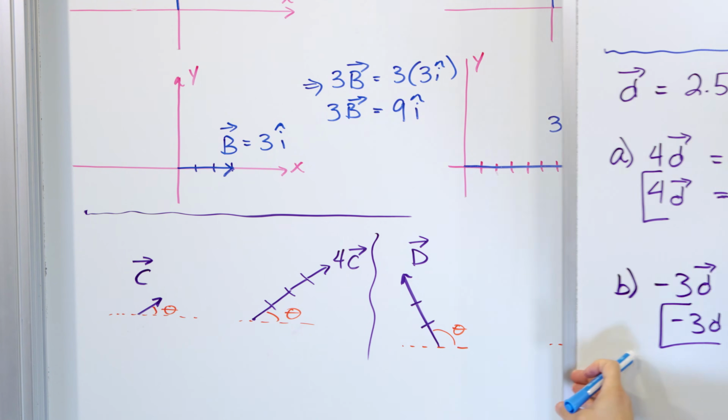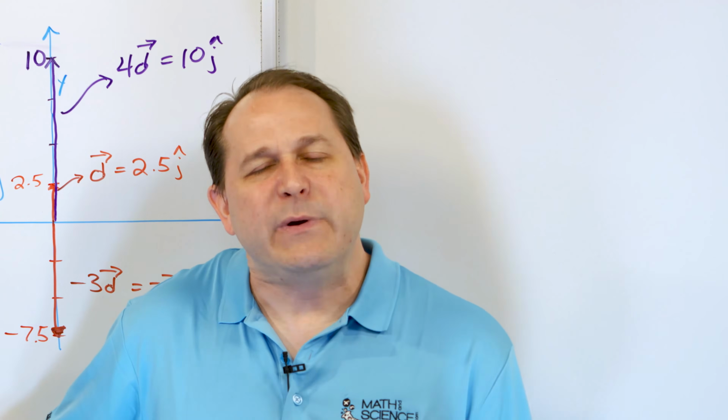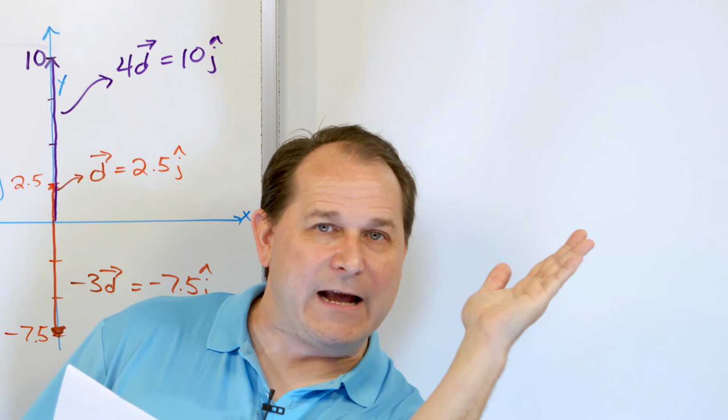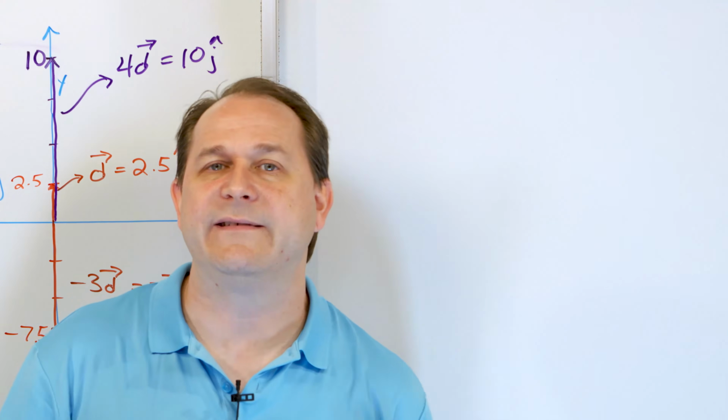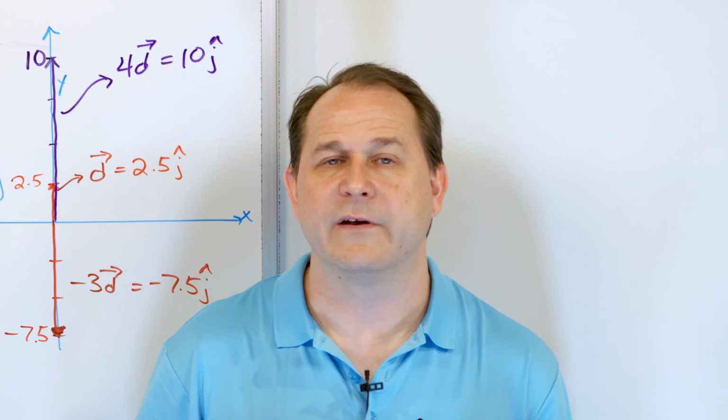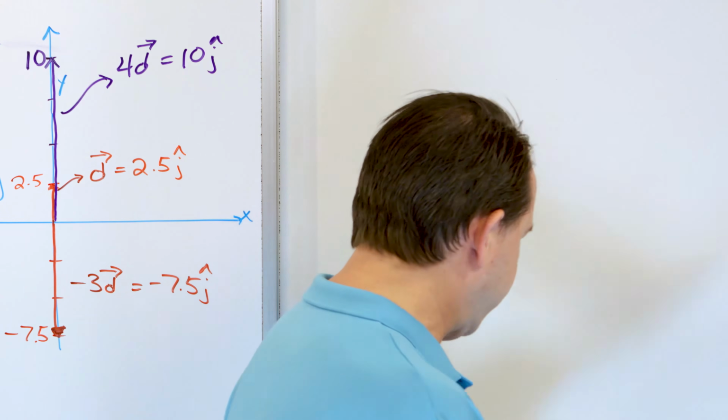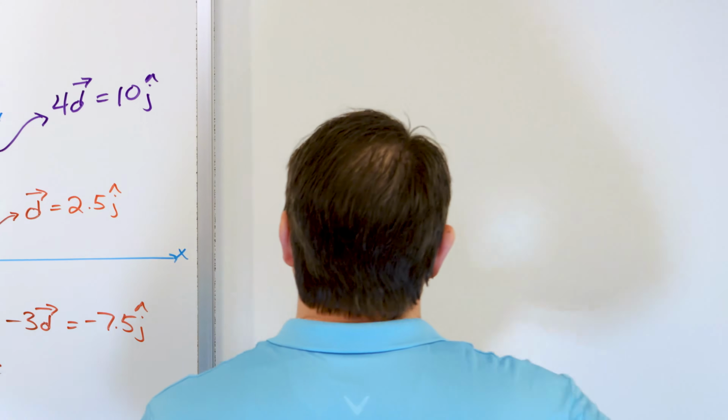What if you have a vector at an angle? Can we prove to ourselves that if a vector is at an angle, I told you that when you multiply by a number, it's going to stretch it or shrink it, but it'll maintain direction. Let's prove that to ourselves so that we absolutely understand what's going on. And it's not hard to prove. So let's go ahead and do that.